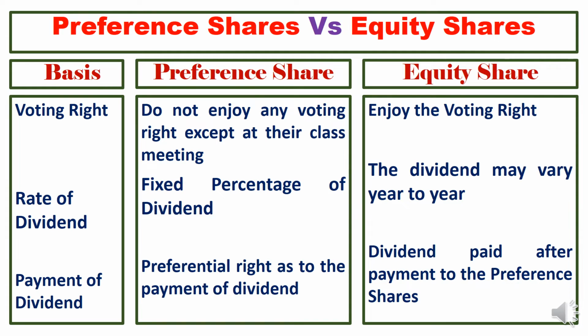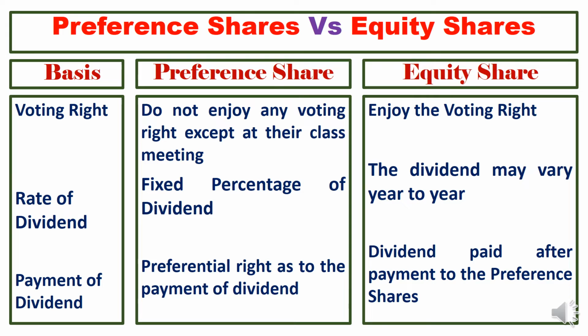Whereas when you come to the equity shares, the dividend may vary year to year. In the sense, whenever the company earns profit, then only the equity shareholders will be given dividend. Otherwise, equity shareholders will not be given any dividend. If profit is more, the equity shareholders will get more dividend. If profit is less, less dividend will be paid.